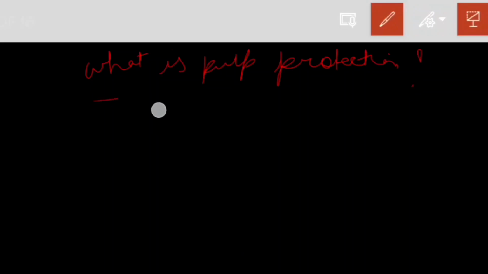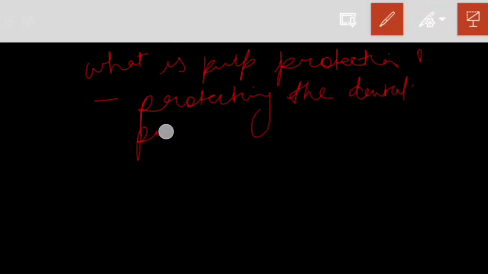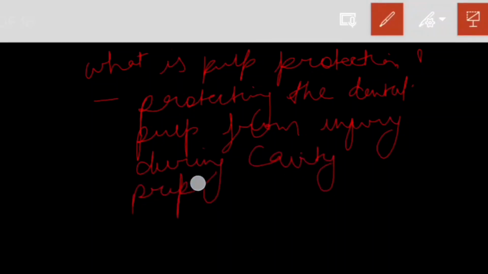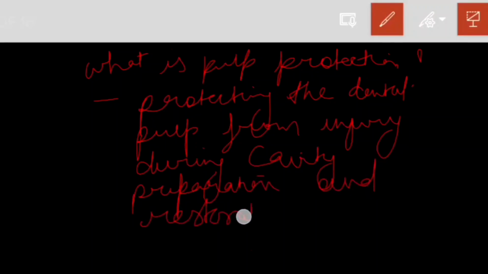So, what is pulp protection? Pulp protection means protecting the dental pulp from injury during cavity preparation and restorative procedure. So, this is pulp protection.